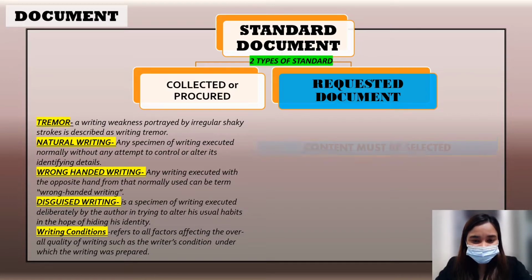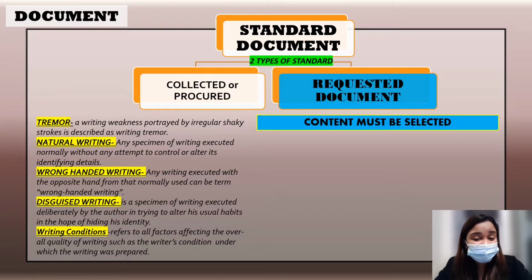Okay? One is content must be selected. Let's say, in-invite mo sa police station yung suspect. Then you want him to write something na related dun sa case na hawak mo. Gagawin mo is i-dictate mo po yung document na meron ka or yung evidence na hawak-hawak mo. For example, it's a suicide note.